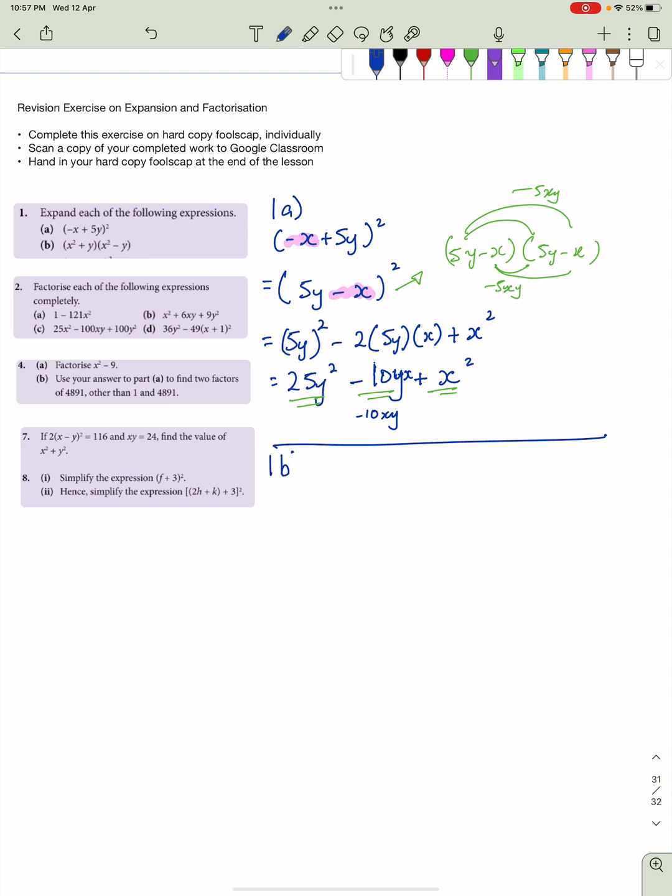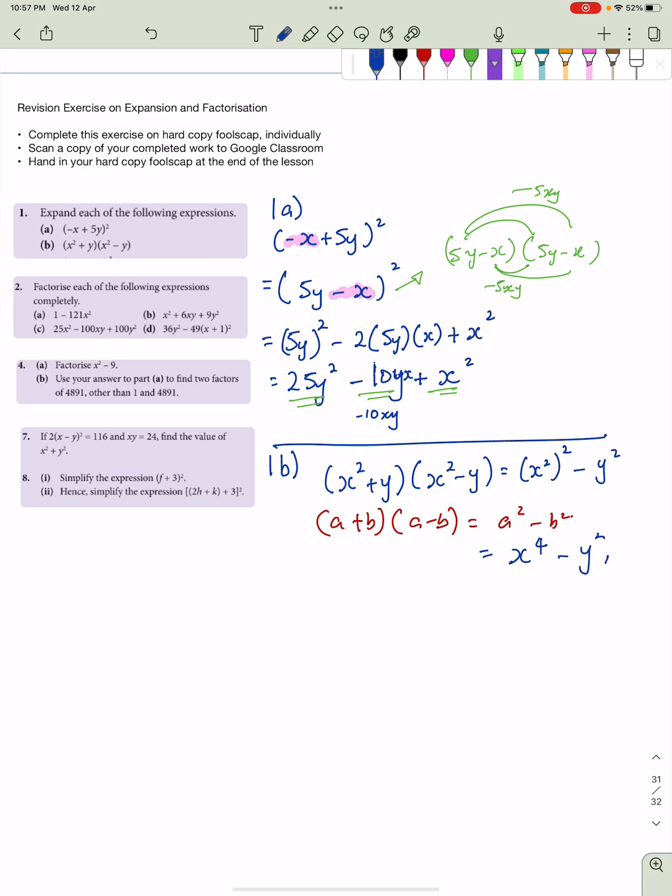So let's go to 1B. Now for 1B, I have (x squared plus y) and (x squared minus y). So you can think of it as this is your a plus b and a minus b. So if you recall, it's actually a squared minus b squared, right? So it's actually x squared, which is a squared, minus y squared. So the answer would be just x to the power of 4 minus y squared.